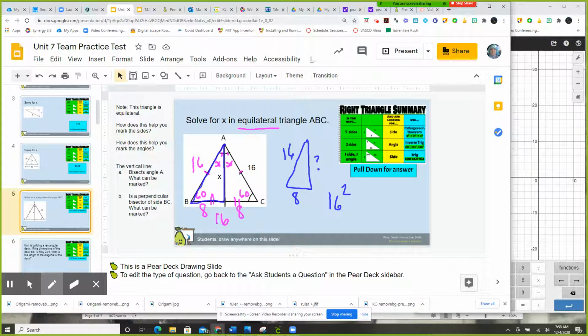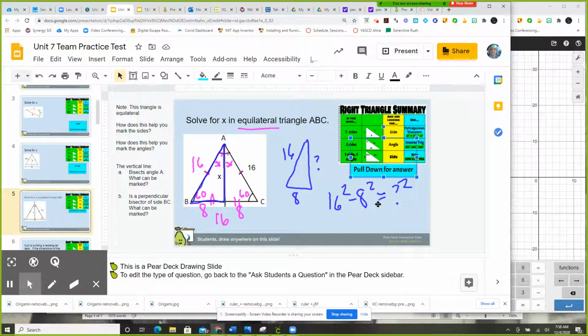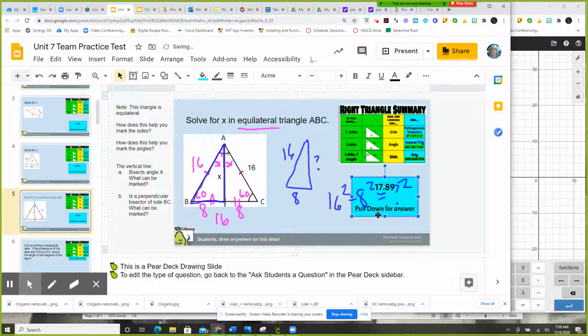Can I do the same thing I did before? Yep. And then our answer should be here, 17.89. Am I going too fast or are we okay?